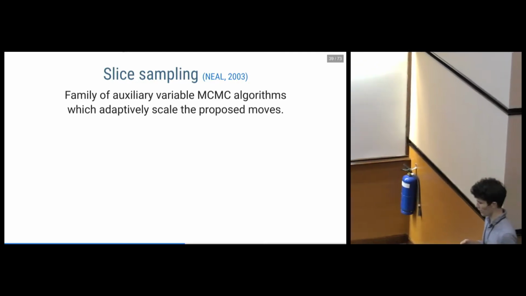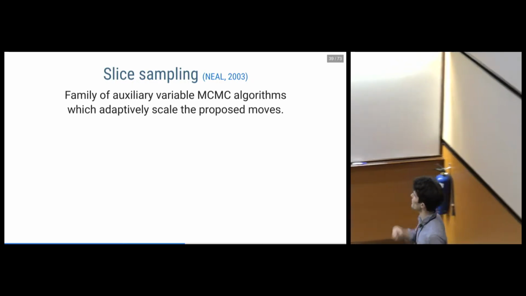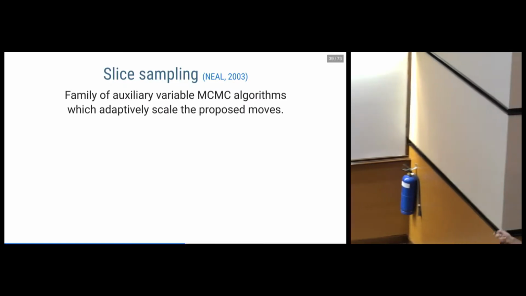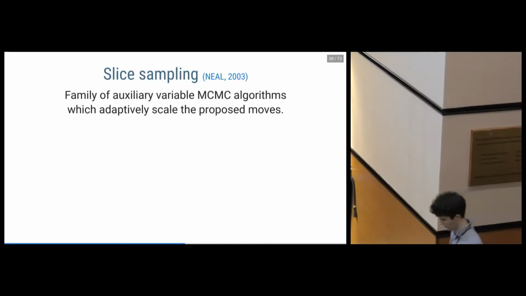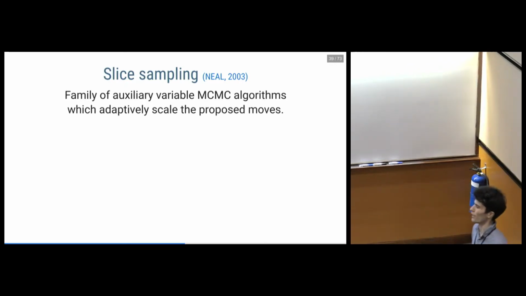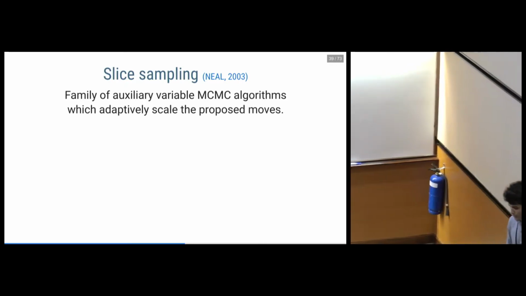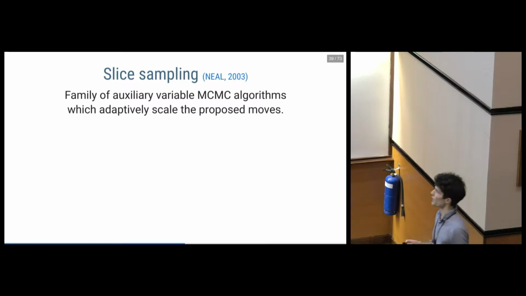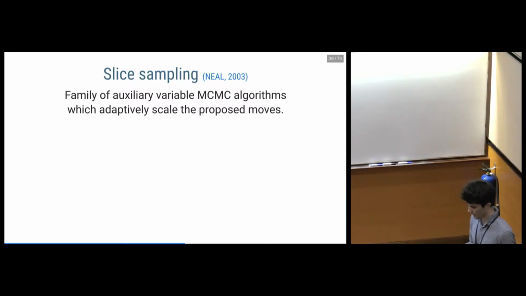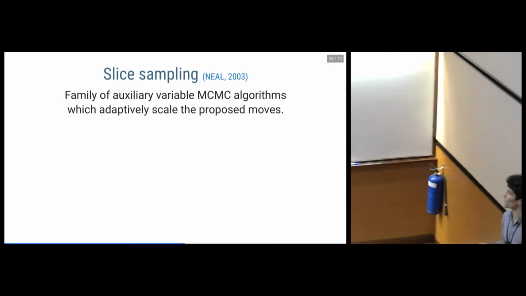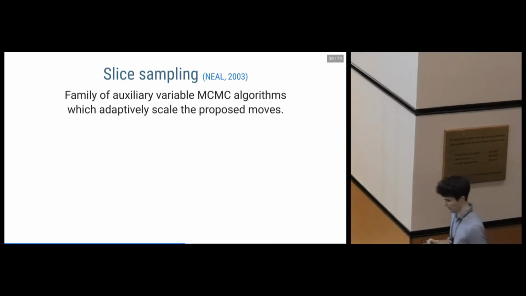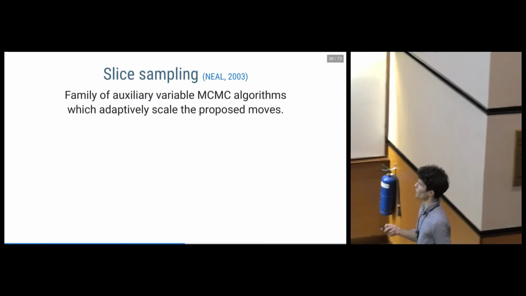Rather than using some sort of vanishing adaptation or a related variant, there is this class of algorithms that a lot of you will be familiar with called slice sampling, which does in some sense an adaptive MCMC type update, but it does it all within the context of a standard Markov chain Monte Carlo method. So we're not having to make any additional assumptions about the history of adaptation or so on.